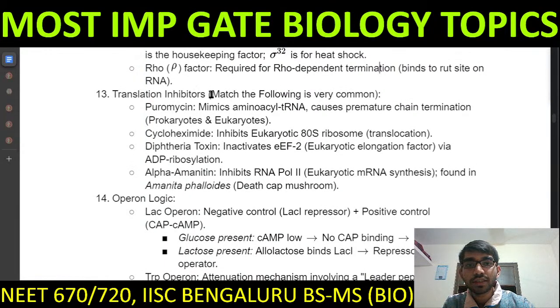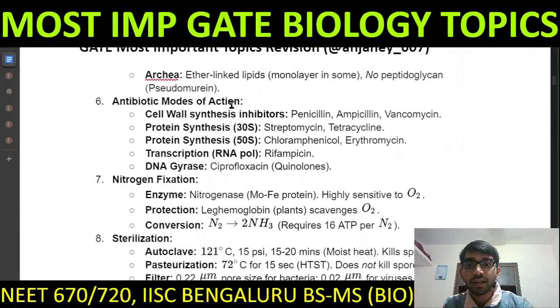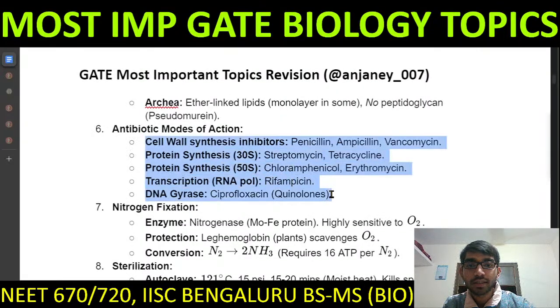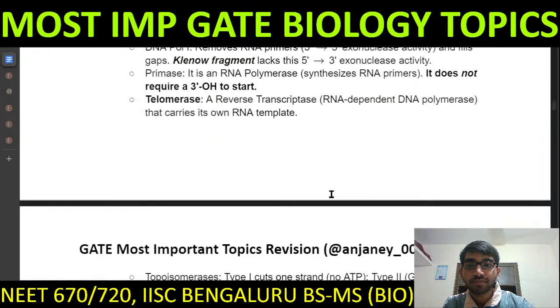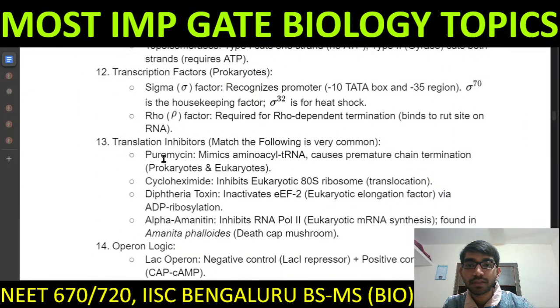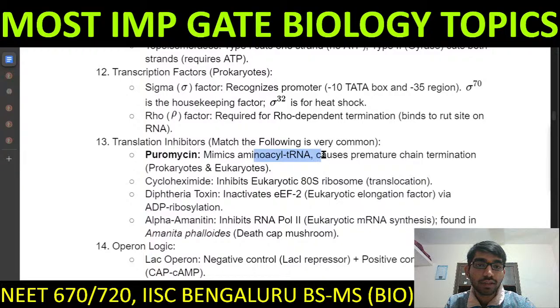And coming to translation inhibitors, here match the following kind of questions are very common. So remember this, similar to what I had told you about the different antibiotics. Here you should also remember the translation inhibitors. So for example, puromycin. Puromycin mimics the aminoacyl tRNA, and this causes premature chain termination both in eukaryotes and prokaryotes. Remember also the host. So puromycin can be used both for prokaryotes and eukaryotes because it mimics the aminoacylated tRNA.